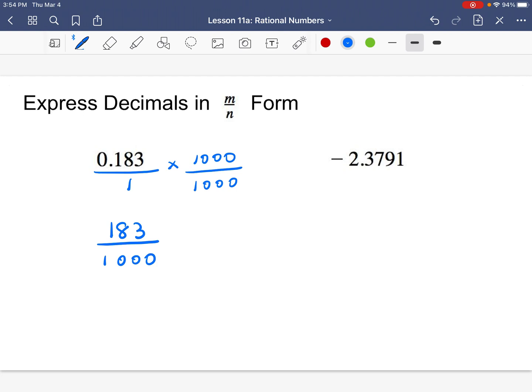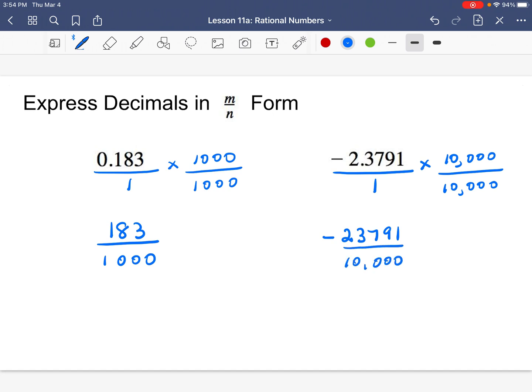And negative 2.3791 is a terminating decimal. I've got digits in the tenths, hundredths, thousandths, and 10,000ths place. So I've got to multiply the numerator and the denominator by 10,000, and I will get negative 23,791 over 10,000. Let's put my comma there. Okay.